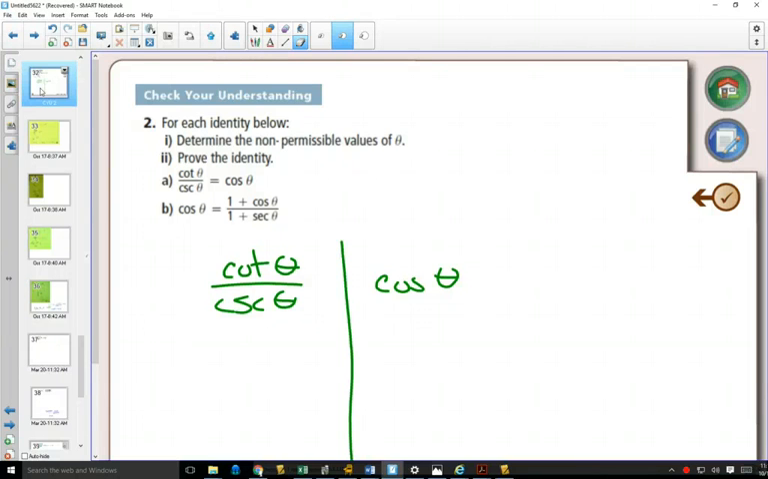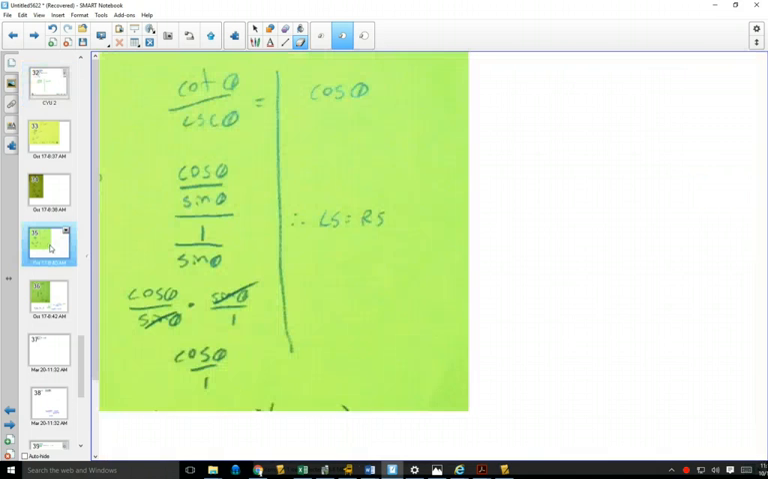I'm going to show you a couple of examples of different proofs for A and B, and then we're going to talk about the non-permissible values, the part I, right after that. So first of all, the first proof, A. Here is a great example. This person decided to change everything to sine and cos at the beginning. So they changed cotangent to cos over sine. They changed cosecant to 1 over sine. And then they had a fraction over a fraction, so they multiplied by the reciprocal. The sine values canceled out, and they were left with just cos. So, perfect, full marks, great.